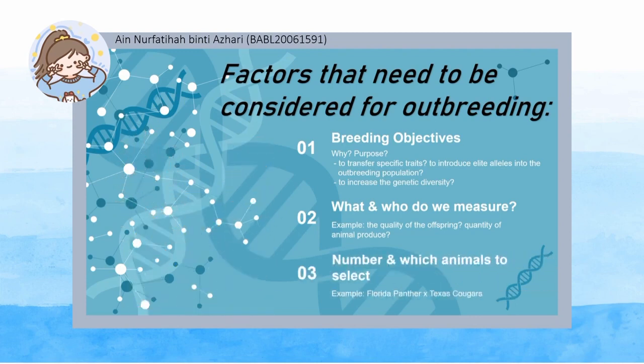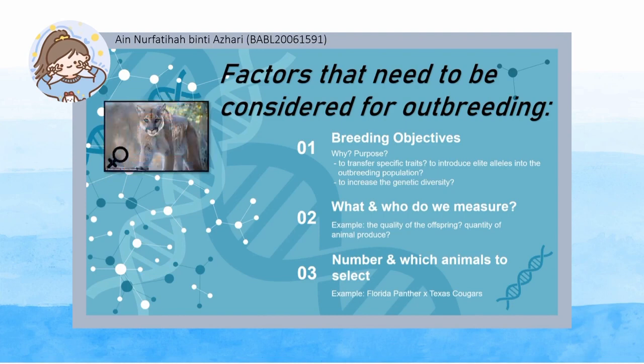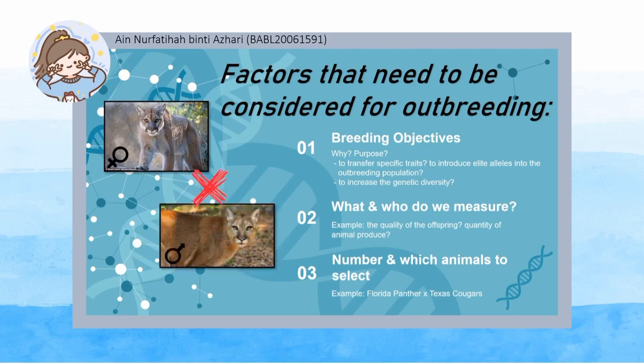Three, number and which animals to select. For example, in 1995, the U.S. Fish and Wildlife Department released 8 female Texas cougars in Florida to mate with Florida panthers. Their goal was to conserve the endangered species of Florida panthers at that time.